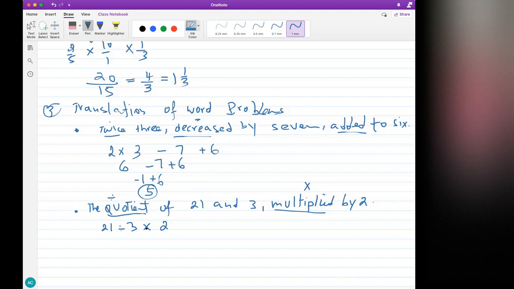So we have division and we have multiplication. Which one do we do first according to the order we talked about earlier? We go from left to right, so we would do division. Exactly. 21 divided by 3 is 7. So this will be 7 times 2, which is 14. When you see word problems like these, translate them. Be careful with the keywords: increase, decrease, added, subtracted from, product, and so on.